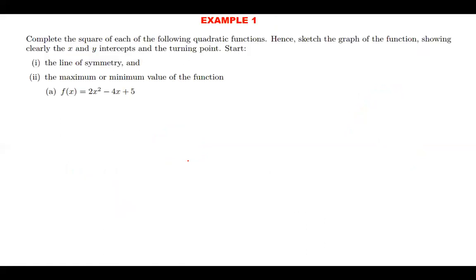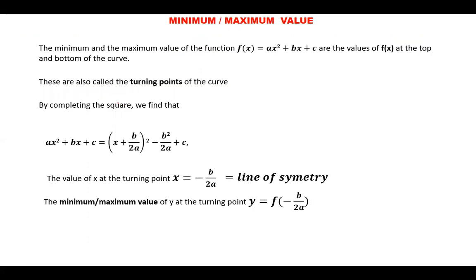So let's look at this example here, which is our example 1. The question is saying complete the square of each of the following quadratic functions. Hence, sketch the graph of the function showing clearly the x and the y intercepts and the turning point. So the first question here is saying we first find the line of symmetry. Remember what I said, when you complete the square of this, the line of symmetry is just given by this. If we were not told the method to use, we would have just gone directly to use this part here.